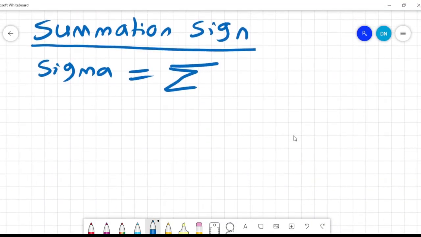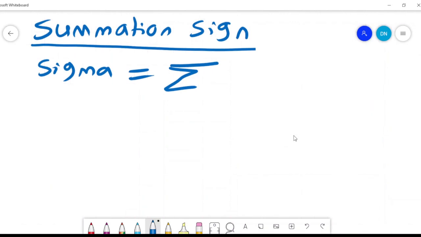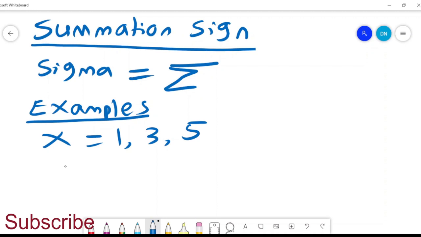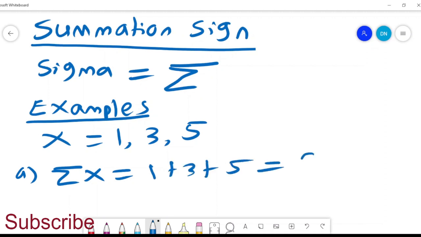We are looking at the summation sign, which is sigma, and that is the symbol that we use. We want to see how to use it, and we want to look at some examples. We are told that x is equal to 1, 3, and 5. And then somebody says sum x. It basically means you need to add 1 plus 3 plus 5, and that will give you 9.